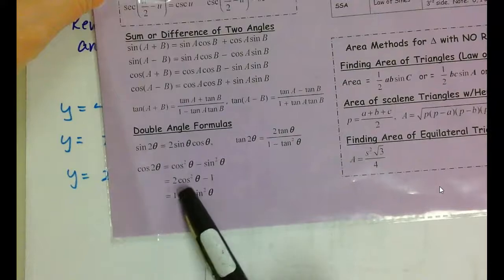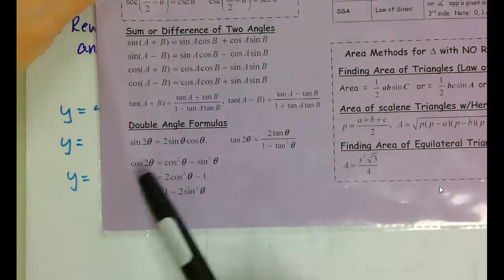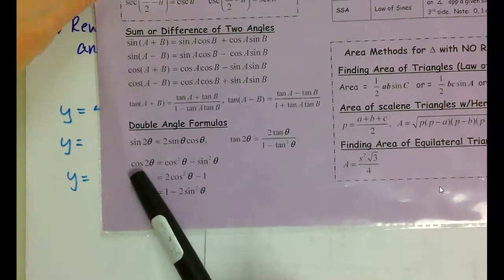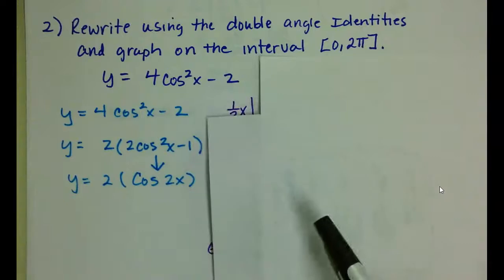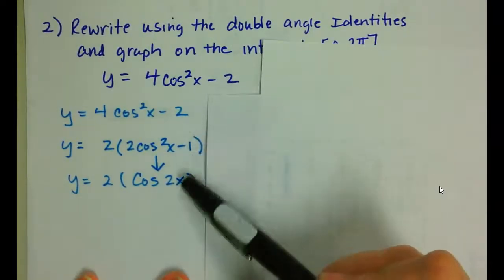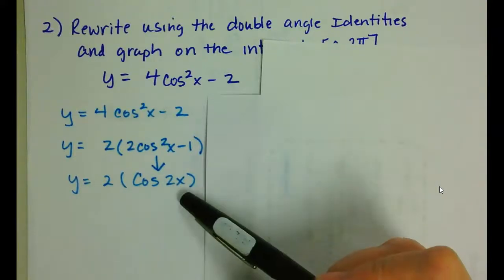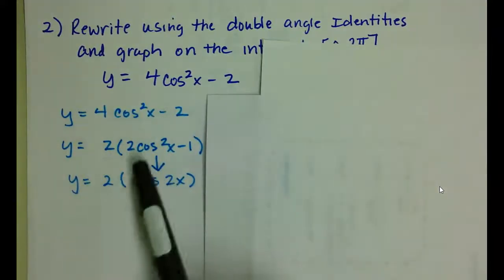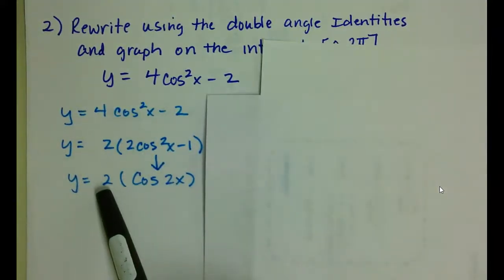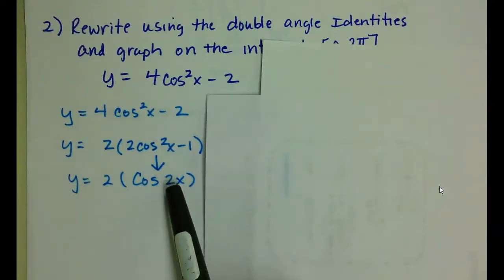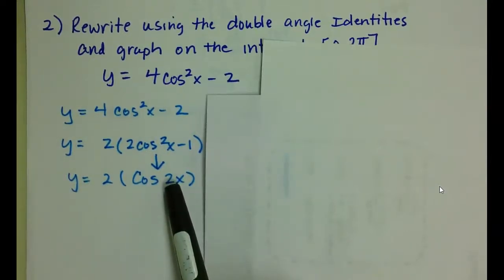If I look at my identity sheet, 2 cosine squared x minus 1 is right here, part of the group of angles that represent cosine 2 theta. So I'm going to take this and replace it with cosine 2 theta. Now I have something that is graphable. We know transformation-wise the a value in front is a vertical stretch by 2. We know that this 2 inside is a horizontal compression by 1/2.